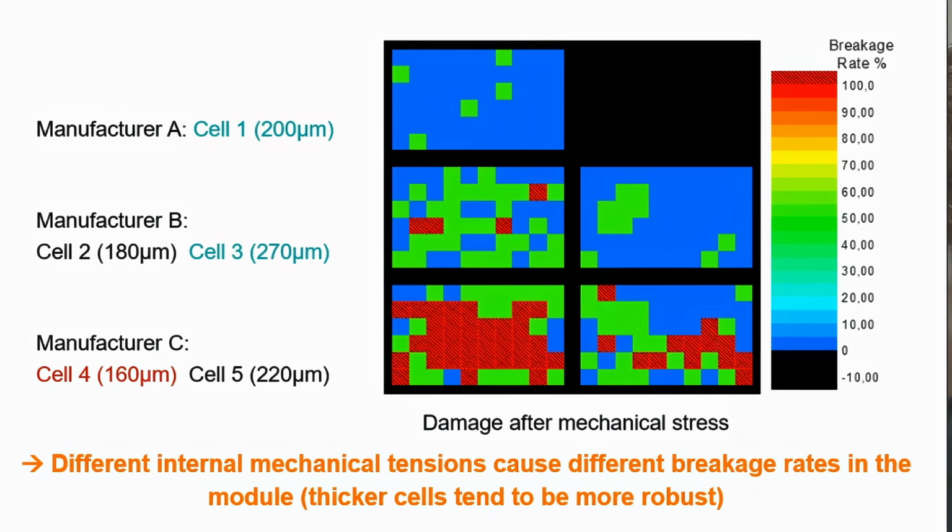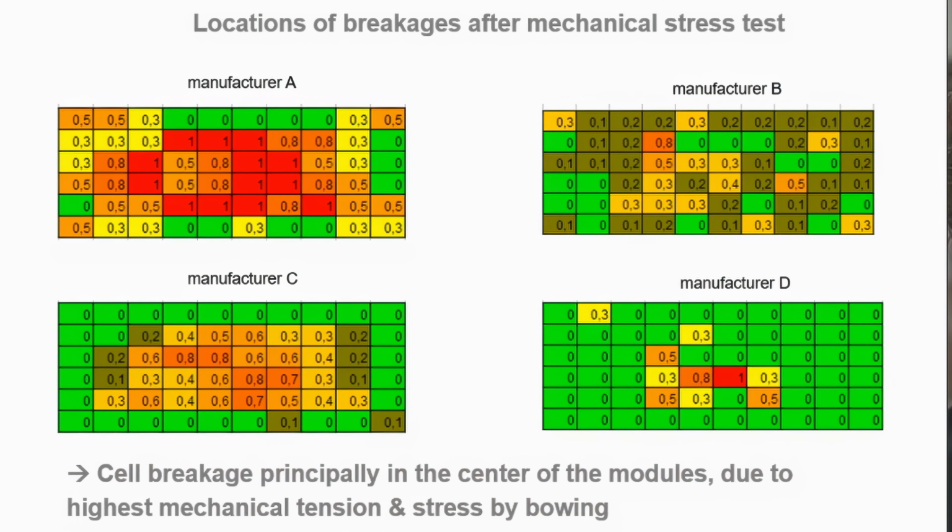So different internal mechanical tensions cause different breakage rates in the module. Thicker cells tend to be more robust. Here you also see the breakage rates, as I mentioned already, during transportation when transported horizontally. The modules tend to break more often in the center of the module.